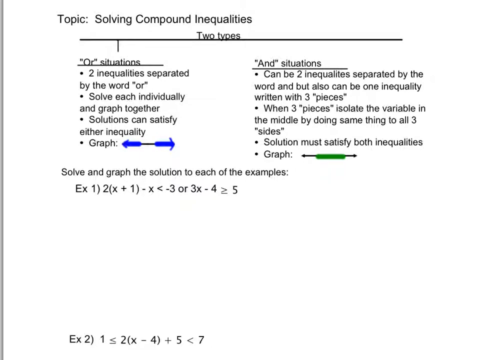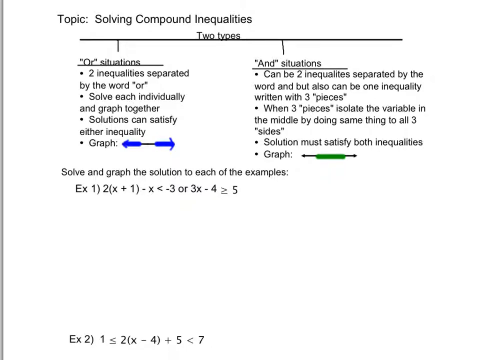We're going to solve each of them individually and then graph them together. And what it means is that our solutions can satisfy either of those inequalities. And remember, in an OR situation, our graph is going to look something like this. The other type is the AND.